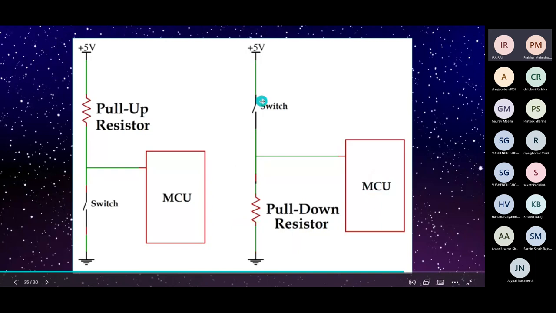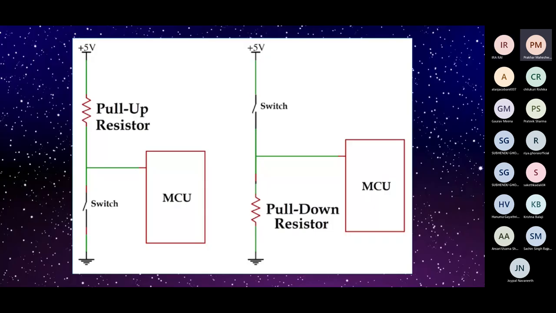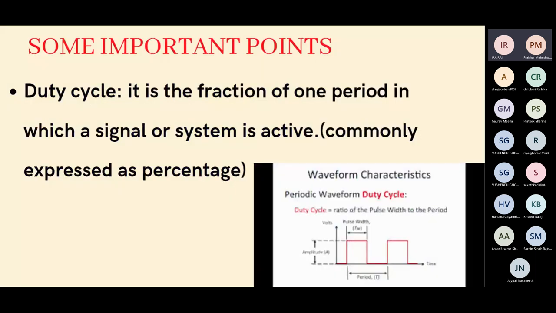As you can see, initially the switch is open and it is connected to the ground. So initially this is at low state. And when the switch is turned on, it goes into the high state. So this was about the pull-up and pull-down resistors. I think now we can go to Arduino and TinkerCAD simulations.